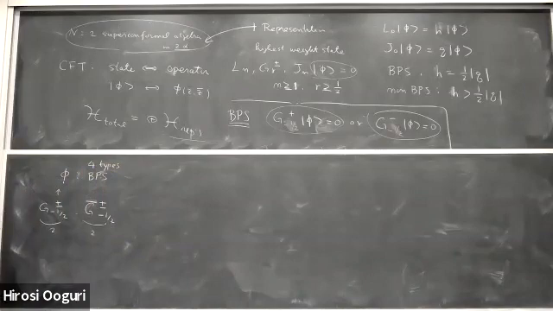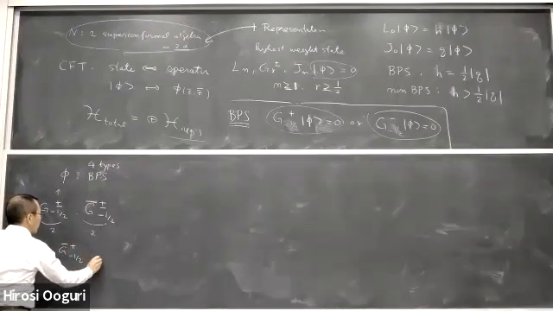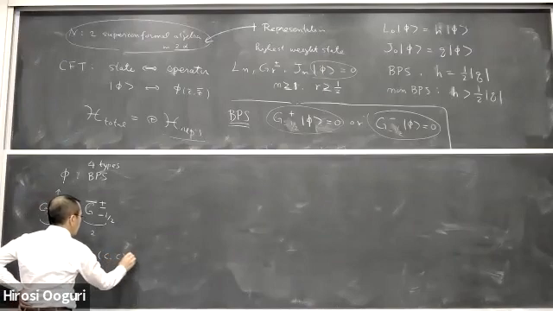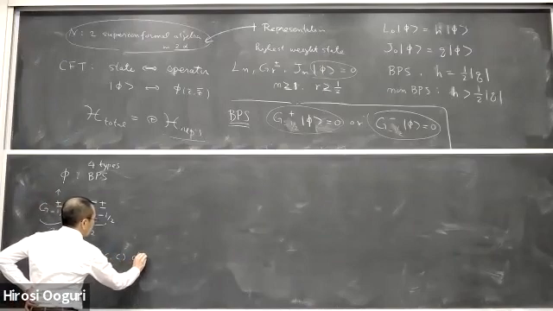Okay, so we call this tentatively, for convenience, if it is annihilated by G minus 1/2 plus and G bar minus 1/2, we call that a CC primary.